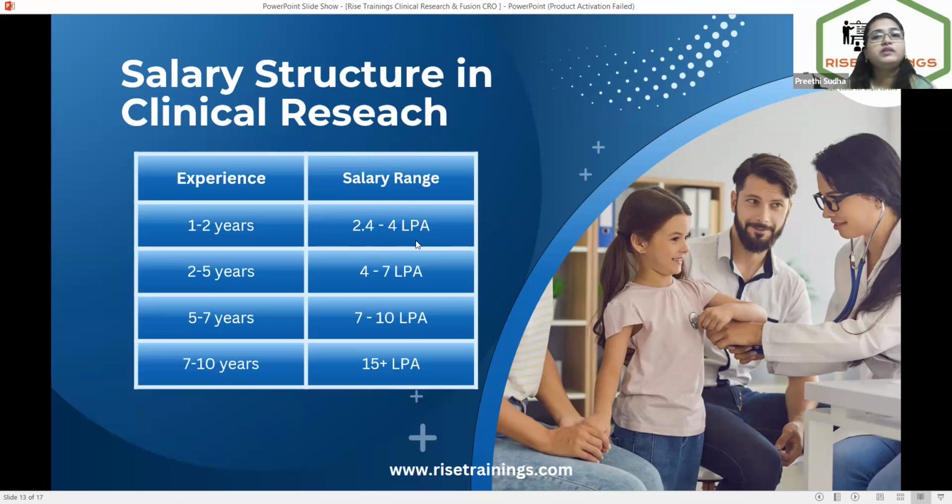But if it is a metropolitan city, and the cost of living is high, for example Bangalore, if you get 2.4 lakh per annum in Bangalore, you won't get anything, right? So in such areas, they will offer a little bit more salary, like 3.4 to 4 lakhs. But compared to that, Chennai's cost of living is very less. So there they will offer 2.4 to 3 lakhs.